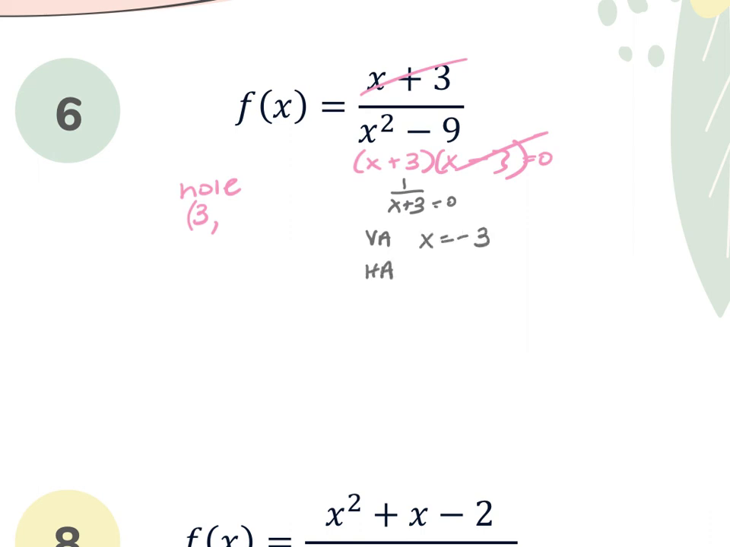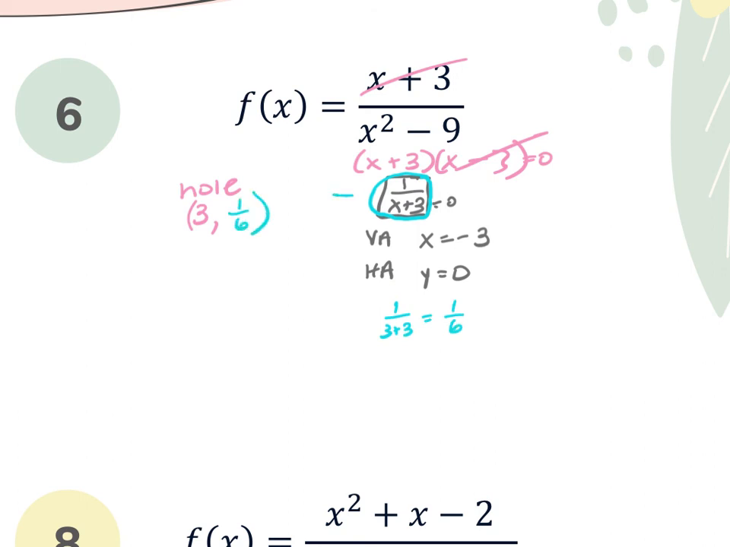Horizontal asymptote: the exponent in the top is now 0, and the exponent in the bottom is 1. So there's a horizontal asymptote at y equals 0. Now to find the hole, I'm going to plug it back in here after I simplified. 1 over 3 plus 3 is 1/6. So it happens at 3 and 1/6.